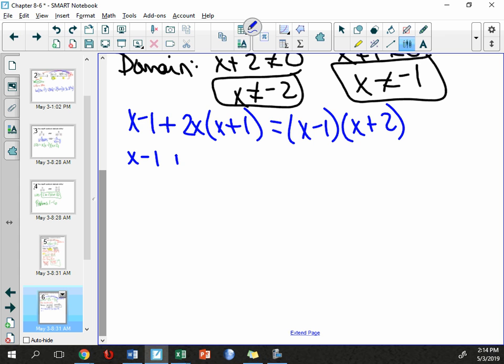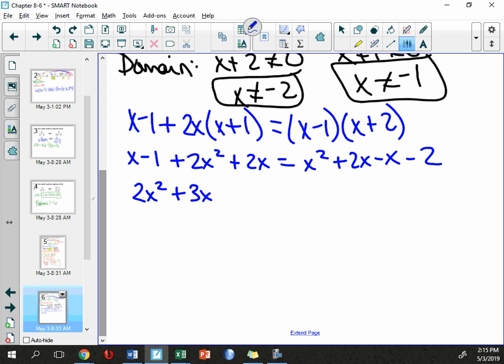So I drop down x minus 1, 2x squared plus 2x. FOIL first gives me x squared, outer is 2x, inner is minus x, and last is minus 2. Now what? You're going to combine like terms on each side. So 2x squared plus 3x minus 1 equals x squared plus x minus 2. Always combine like terms on each side before you do the whole thing. Fewer mistakes are made if you follow that step. What do I do next?